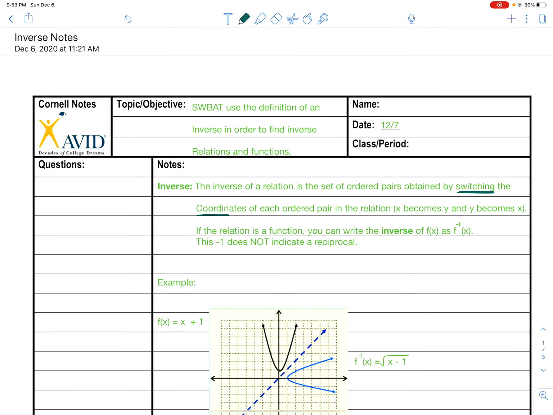Switching the coordinates of each ordered pair in the relation. So x becomes y and y becomes x. If the relation is a function, you can rewrite the inverse of f of x as f of negative 1 of x. This negative 1 does not indicate a reciprocal.